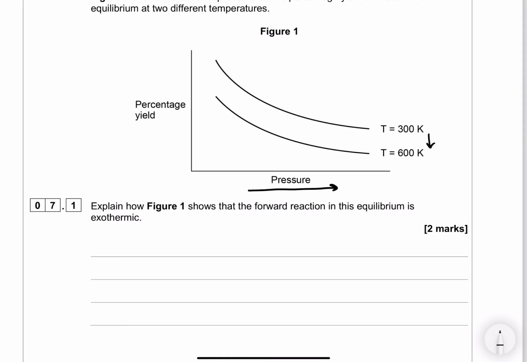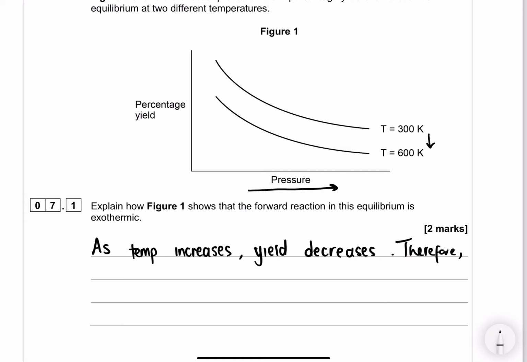And it says, explain how figure 1 shows the forward reaction is exothermic. So as temperature increases, yield decreases. That means that therefore equilibrium shifts left when temperature increases.